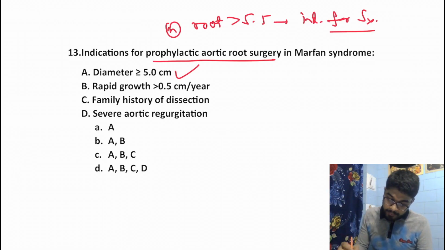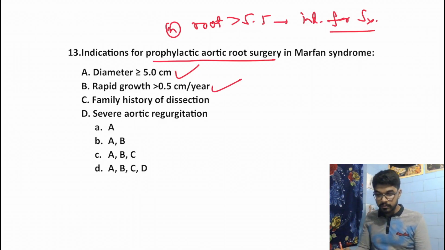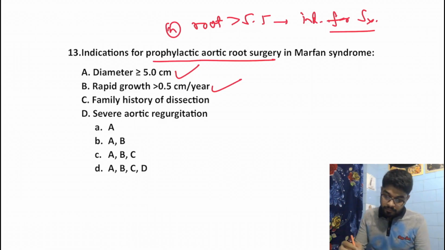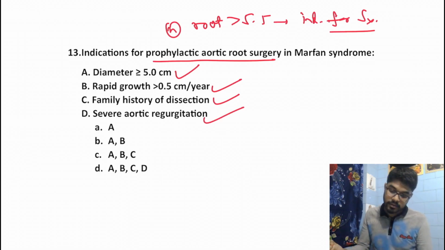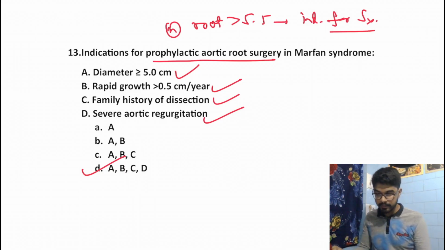Rapid growth of more than 0.5 centimeters a year, that's also an indication. Even if it is not associated with Marfan syndrome, then also we have to perform prophylactic root surgery. Family history of dissection, yes, this is an indication. And severe aortic regurgitation, again an indication. So our answer should be A, B, C and D.